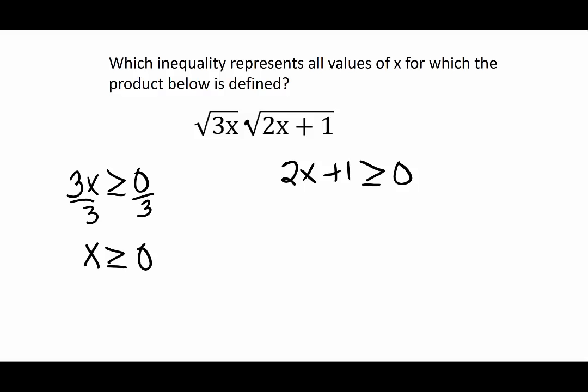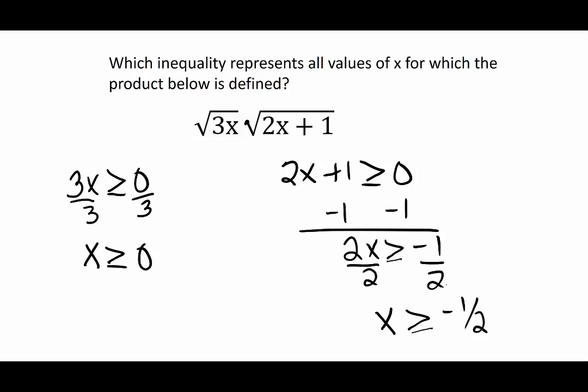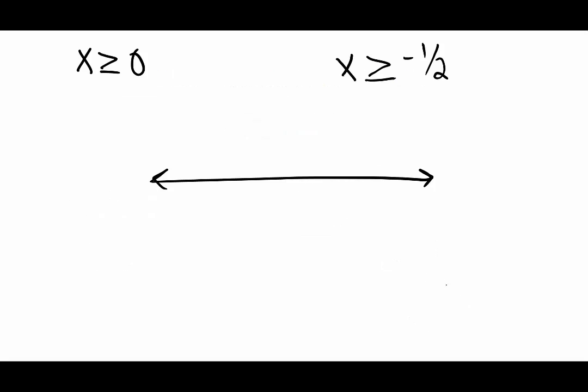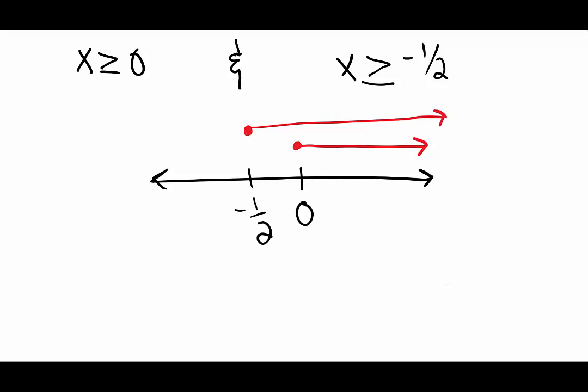So we solve our inequalities. So x must be greater than or equal to 0 and x must be greater than or equal to -1/2. So let's see what that looks like on a little linear graph. Here's my endpoints at -1/2 and 0. Here's x is greater than or equal to 0. And here is x greater than or equal to -1/2.